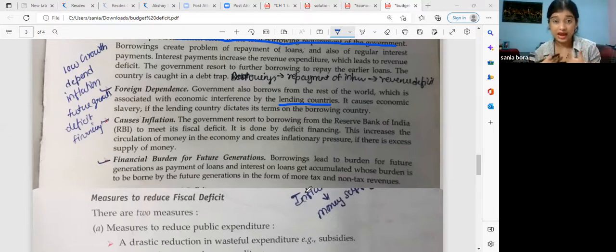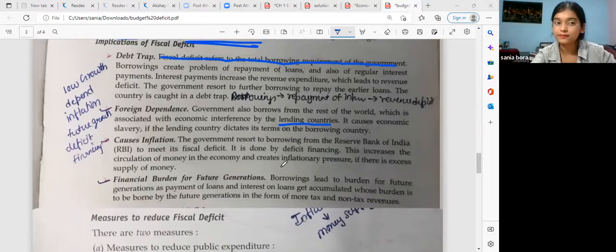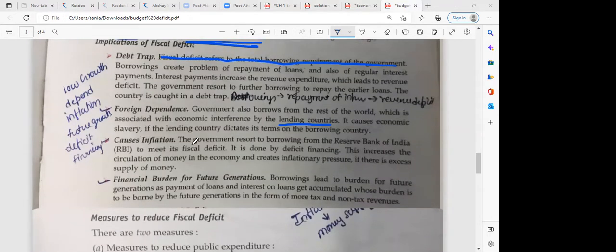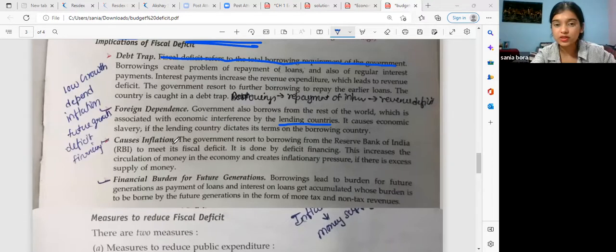You left, but I'm the future generation. I have to pay, right? So that is the financial burden for future generations. Clear? Yes, ma'am. So you can write these points: the cause of deflation, then the cause of inflation, and then the financial burden.